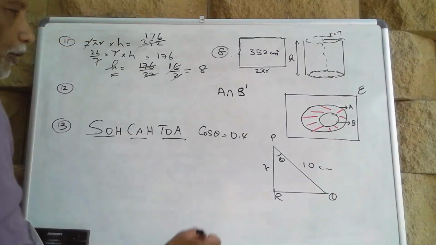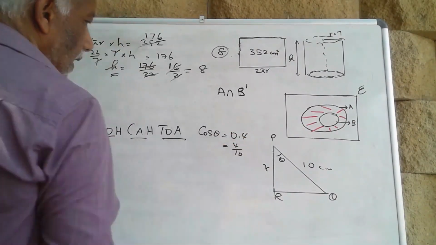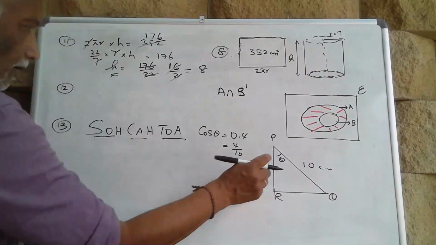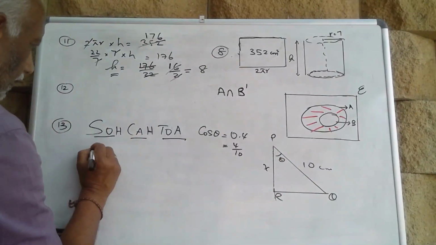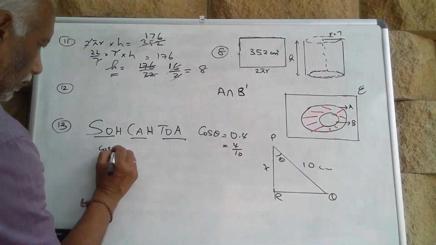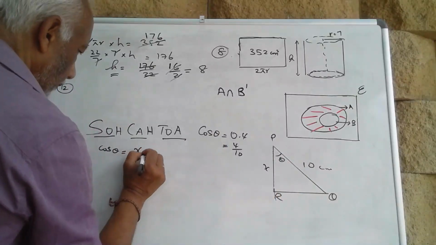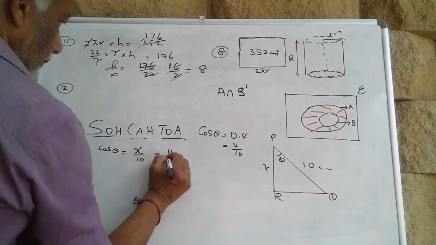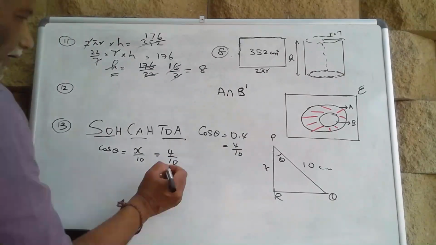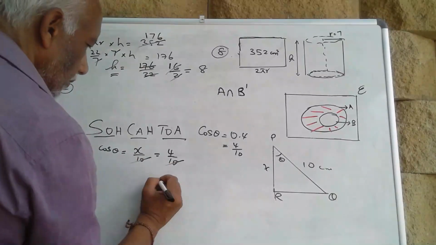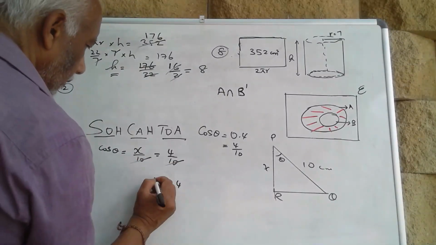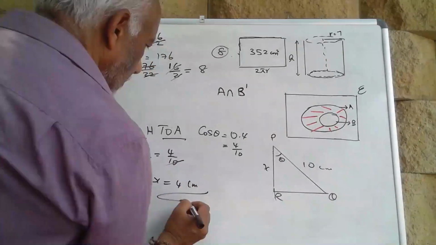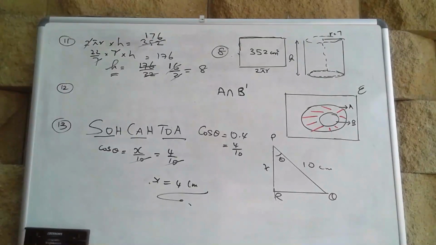Or you can write 4 over 10. Anyway, I like 4 over 10, so it's easy for me to simplify. Right, so cos theta, according to the diagram, is equal to x over 10. In that case, that must be equal to 4 over 10. So you can cancel 10, 10, so x is equal to simply 4 centimeters. That's the final answer for that question. That is question number 13.